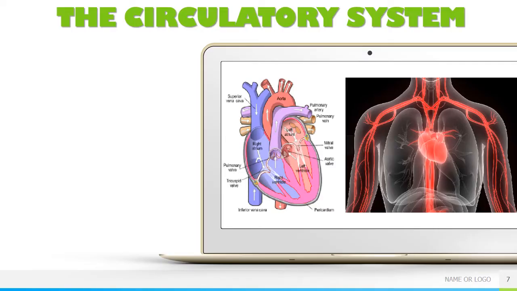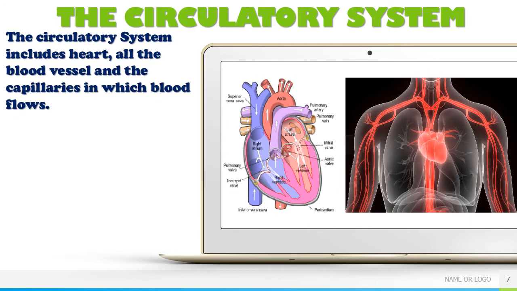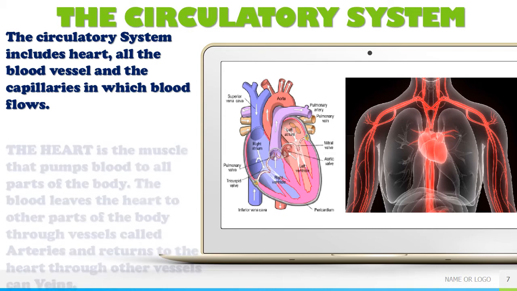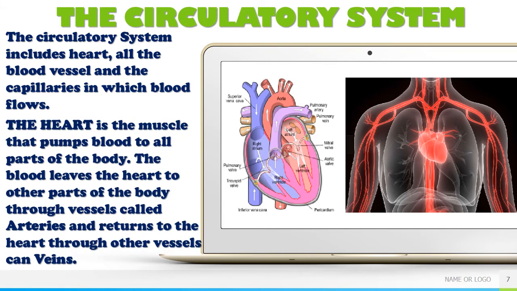Then the second one we'll be talking about is the circulatory system. The circulatory system includes the heart, all the body vessels, and all the capillaries in which blood flows. The heart is the muscle that pumps blood to all parts of the body. That is why you see our heart beats. It's a very important part of our body.